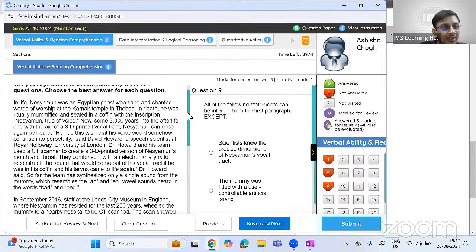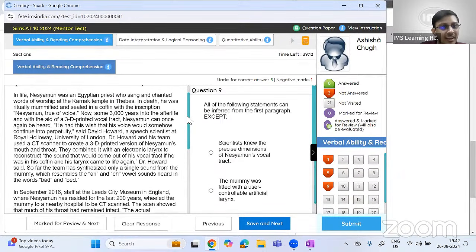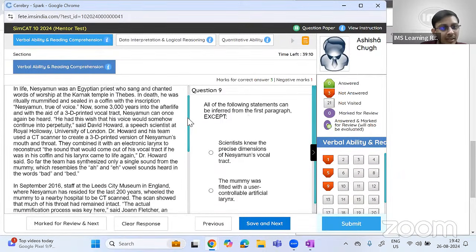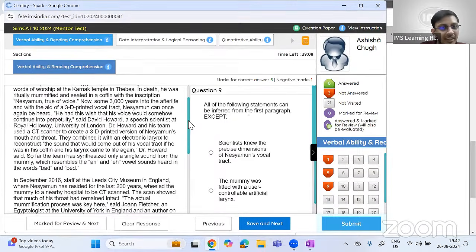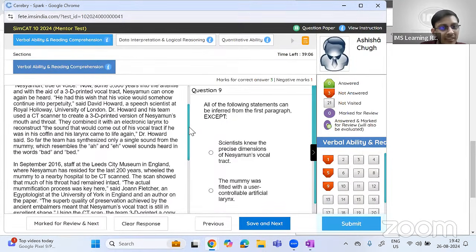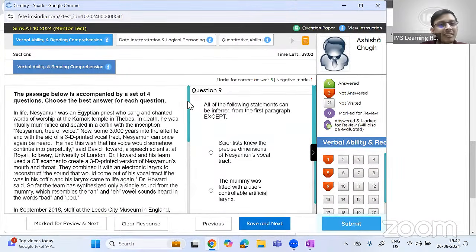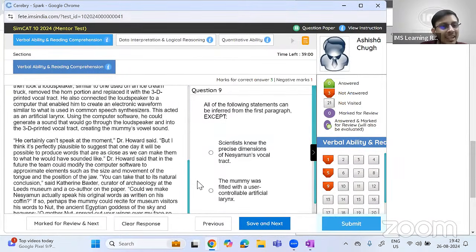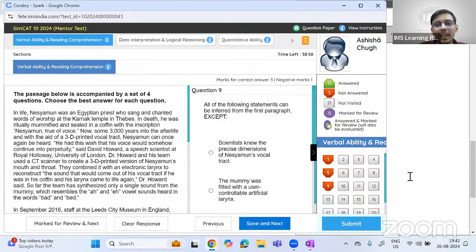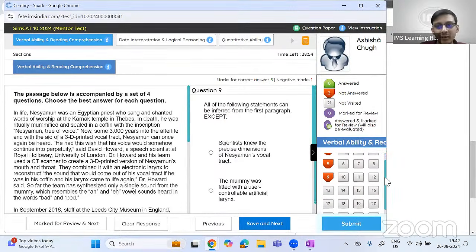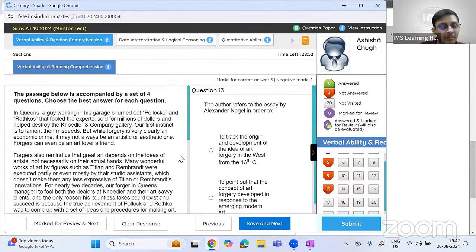Next passage, Egyptian priests sang and chanted. 3000 years into the afterlife, a 3D printed vocal tract can once again be heard. This is the kind of passage that I'm usually comfortable with because this is easy to read, not very technical and more like a kind of narrative. Language also seems to be easy. So I'll most likely start off with this one, but I'll look at the next one also.